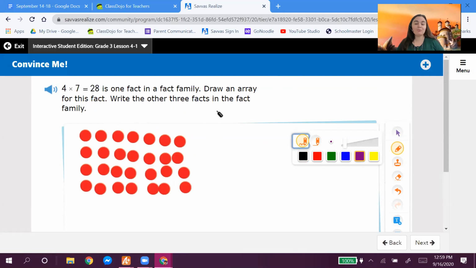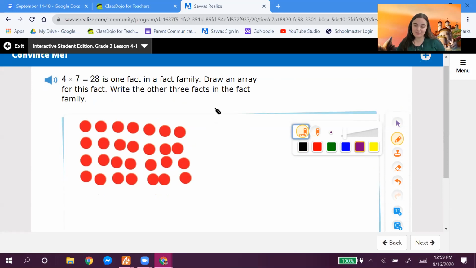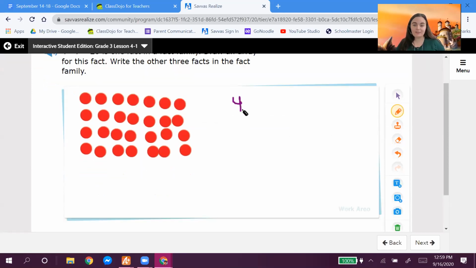Now, we have to write the 3 other facts in the fact family. So if we already have 4 times 7 here, right? We know that 7 times 4 is in there, because it's just flipping it over, right? But now it starts getting tricky because we have to start dividing.